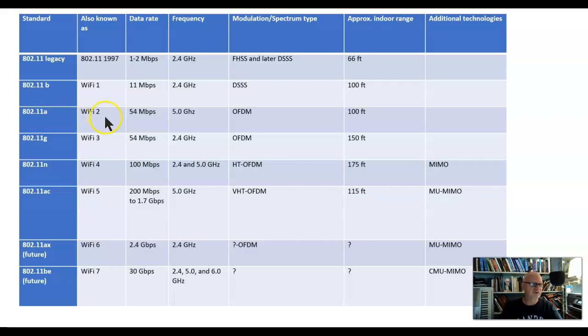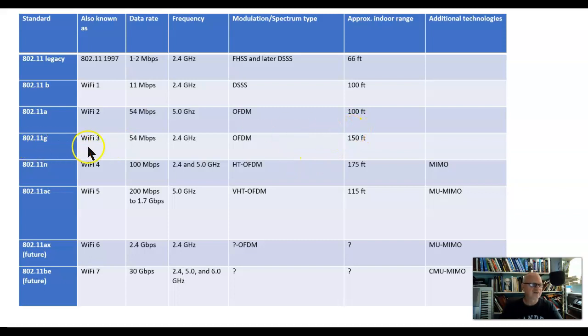802.11a came out next, so we call that Wi-Fi 2. It just happened that the B working group finished before the A working group, that's all. And you got quite a bit faster. Why? Because of a jump in frequency. And remember that we said the higher the frequency, the more data you can cram into it. So by increasing the frequency, we got higher data rates. We also went from DSSS to OFDM, which also helped. About 100 feet approximately indoor. There are outdoor standards that are different from indoor because you're allowed to use more power outdoors.